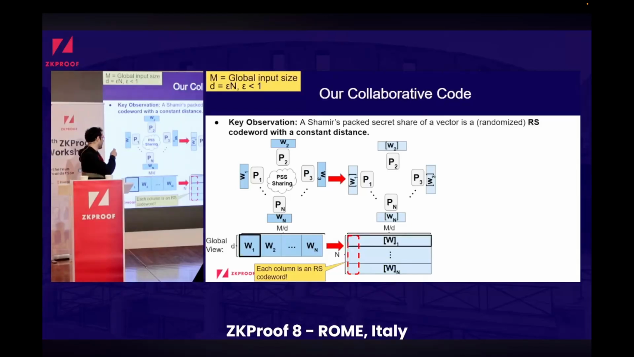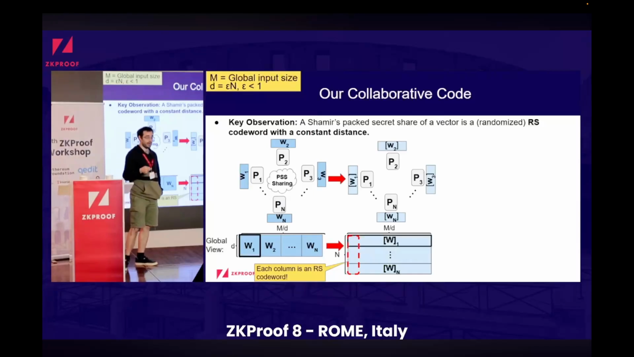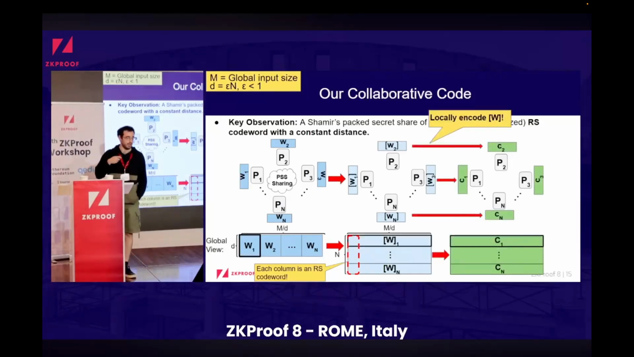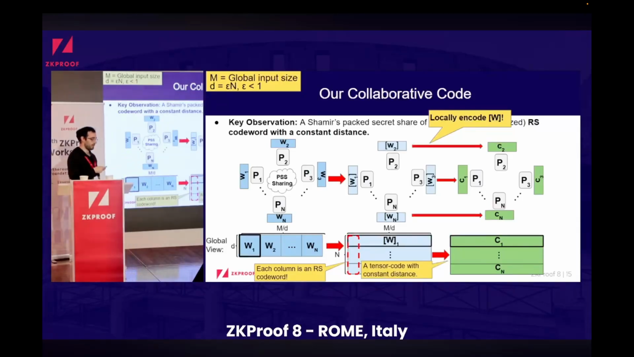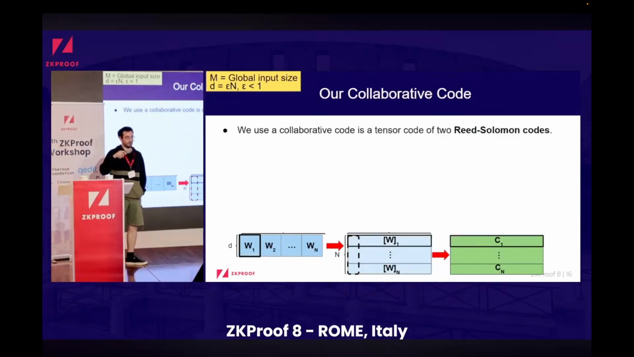However, now each party holds only one row of this codeword. So it is possible to compute a tensor code out of this codeword by simply locally encoding each row. Each party encodes its row using a constant-rate linear code that has a large constant distance, and in this way we end up with a tensor code that has a constant distance. In fact, in this work, we use a collaborative code that consists of a product of two Reed-Solomon codes.